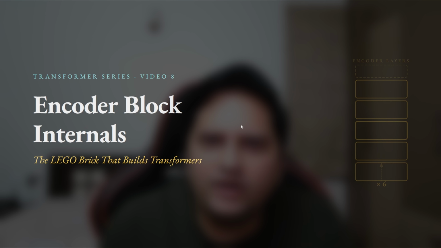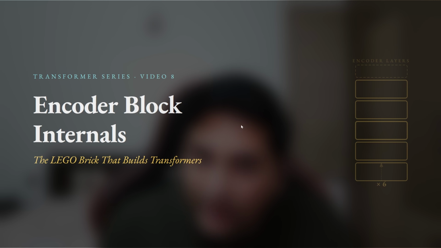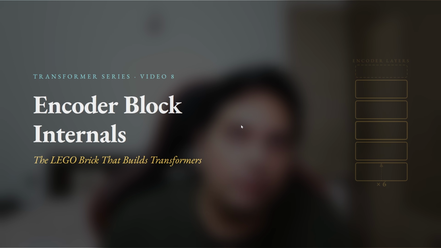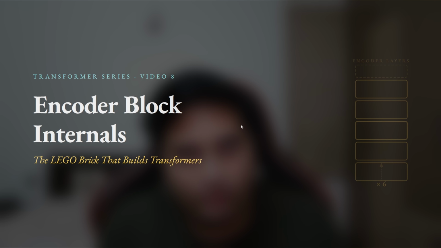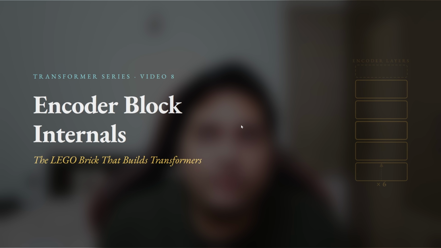So let's get started. I call them Lego brick, and it is not a metaphor. It is technically accurate. A Lego brick has a fixed interface. Pegs on top, holes on bottom, same dimensions every time. The encoder layer works the same way. Whatever shape of data goes in, exactly the same shape comes out. The fixed interface is what lets you snap them together without any modification. Whether you use 2 layers or 96, doesn't matter.